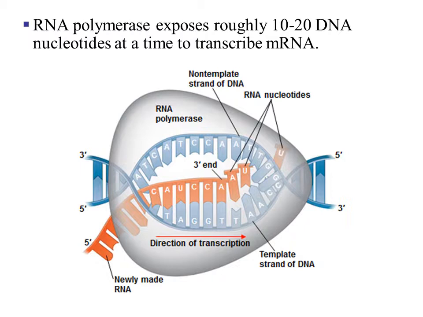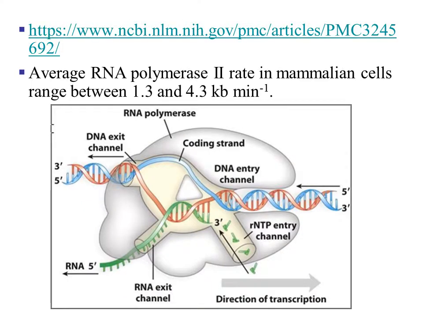So RNA polymerase exposes roughly 10 to 20 DNA nucleotides at a time. So this TIC complex is not going to just unravel the entire chromosome. It's only going to break hydrogen bonds and expose the actual template and non-template of about 20 nucleotides at a time. Average RNA polymerase 2 movement in mammalian cells ranges between 1.3 and 4.3 kilobases per minute.